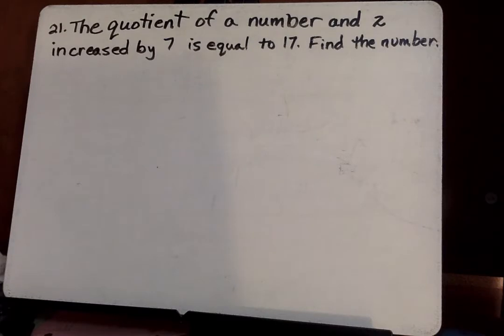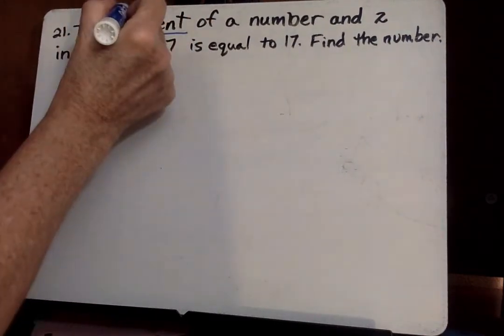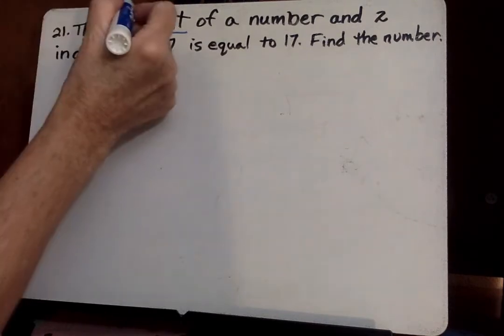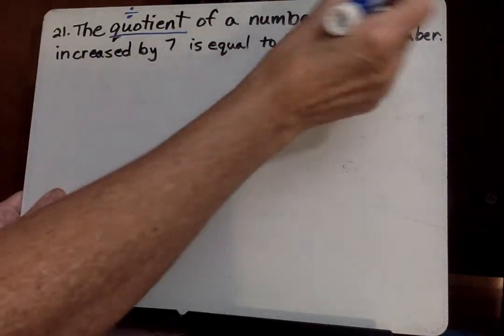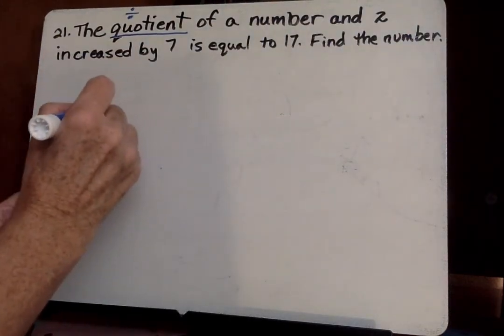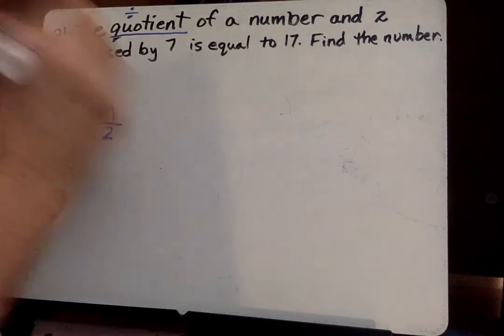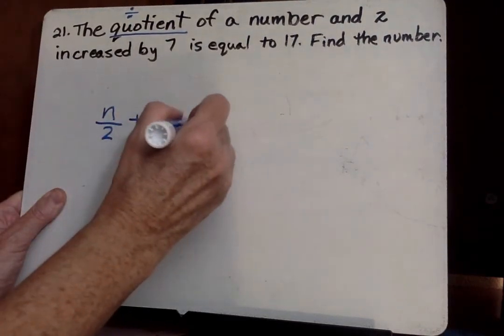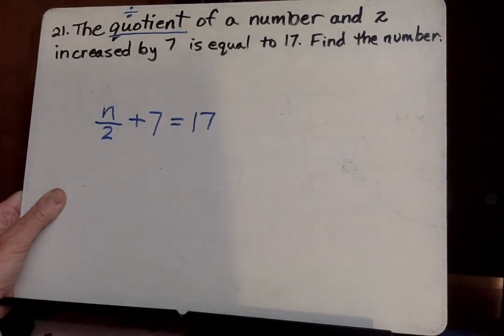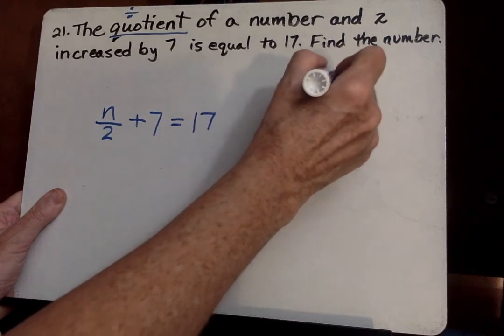Okay, so 21, the quotient. Now, remember quotient means what? Divide, yes. So we're going to be dividing. We have the quotient of a number n and 2 increased by 7 is equal to 17. Find the number. Okay, so again, we do PEMDAS backwards.